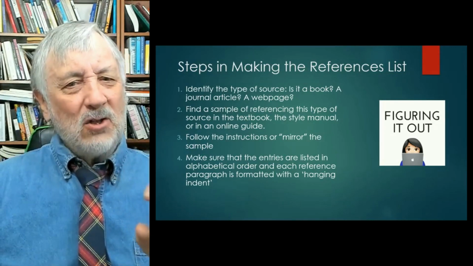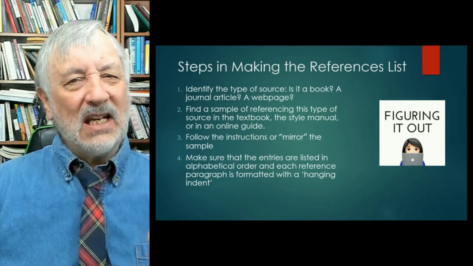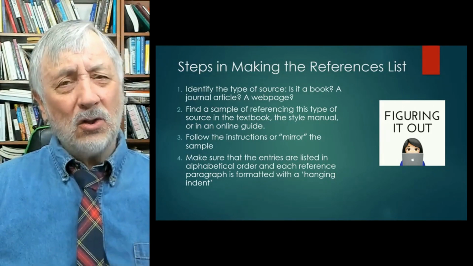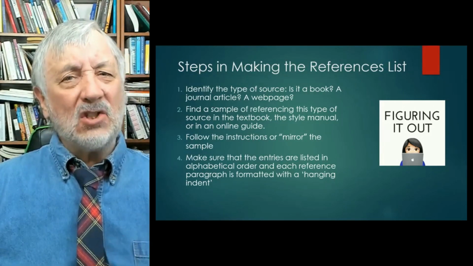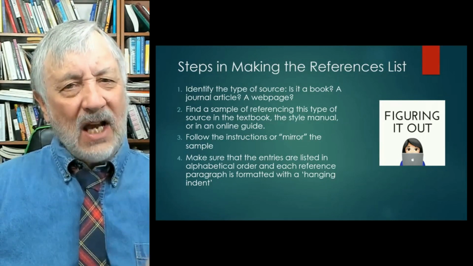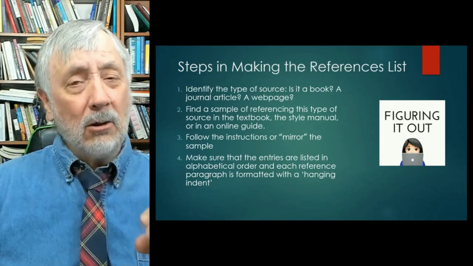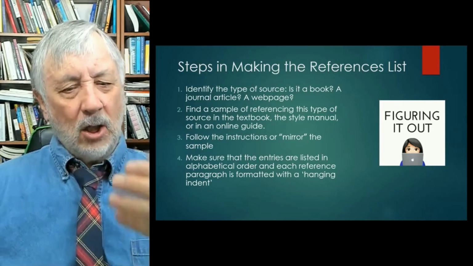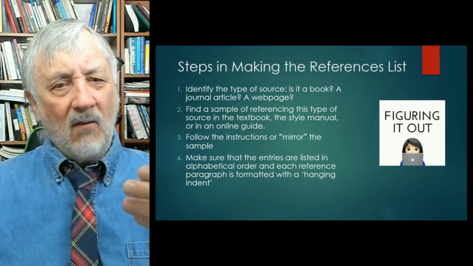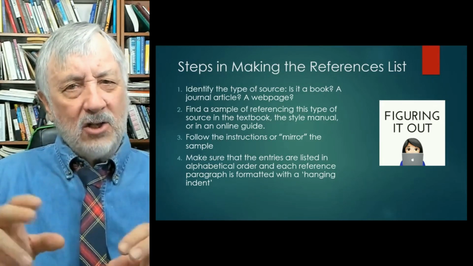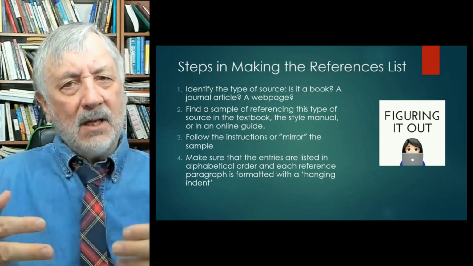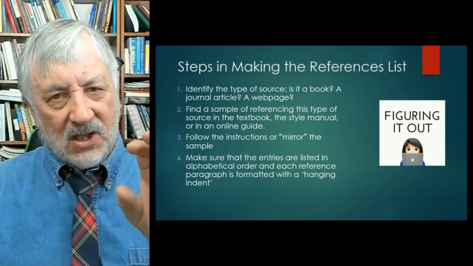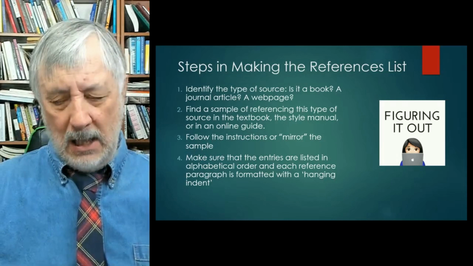One good way to do it is you find a sample of referencing this type of source in the textbook. A lot of times when you refer to a guide for how to format a reference, they will provide you examples. And a lot of times those examples are a lot clearer or a lot easier to follow than a verbal instruction. You take a look at the picture, as it were, of what it's supposed to look like. And then you follow the instructions and mirror, that is, create a mirror image of the sample. And then, of course, when you finally put your references list together, make sure they're all in alphabetical order.